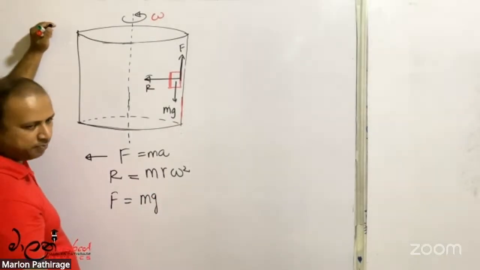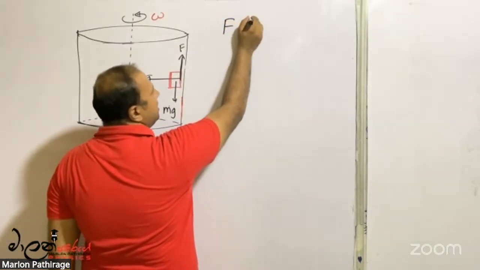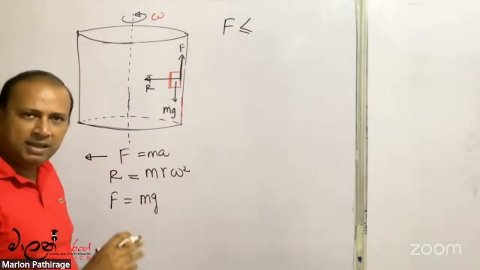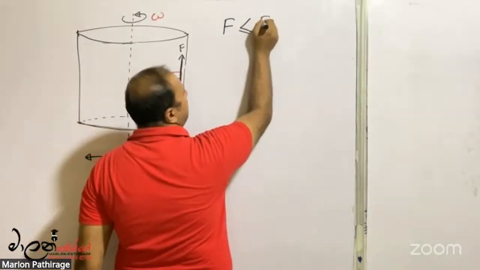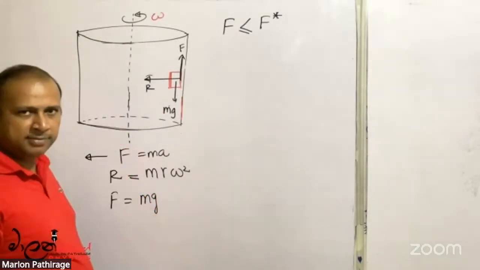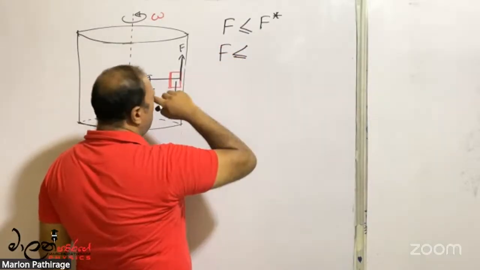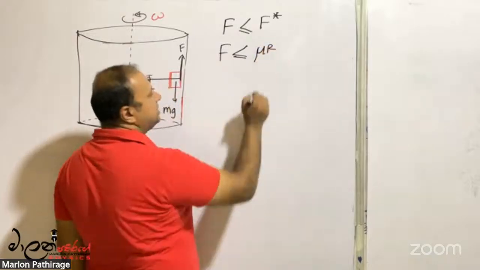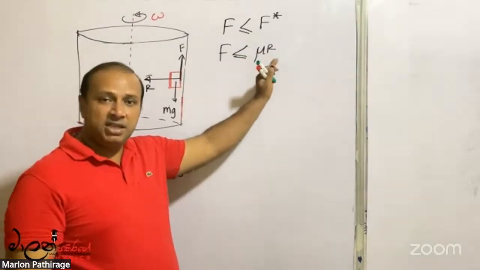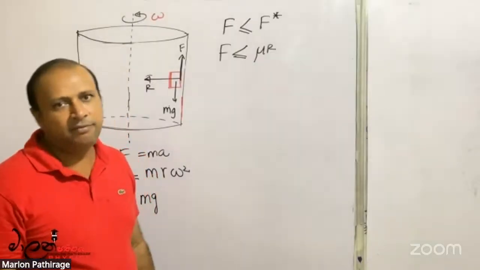F should be equal to mg. And you know, if we consider friction force, any friction force is equal to or lesser than the maximum friction force. We call it the limiting friction, F star. Therefore, any friction force is equal to or lesser than mu R. When there is a limiting condition, friction force is equal to mu R. Other than that, friction force is lesser than mu R.